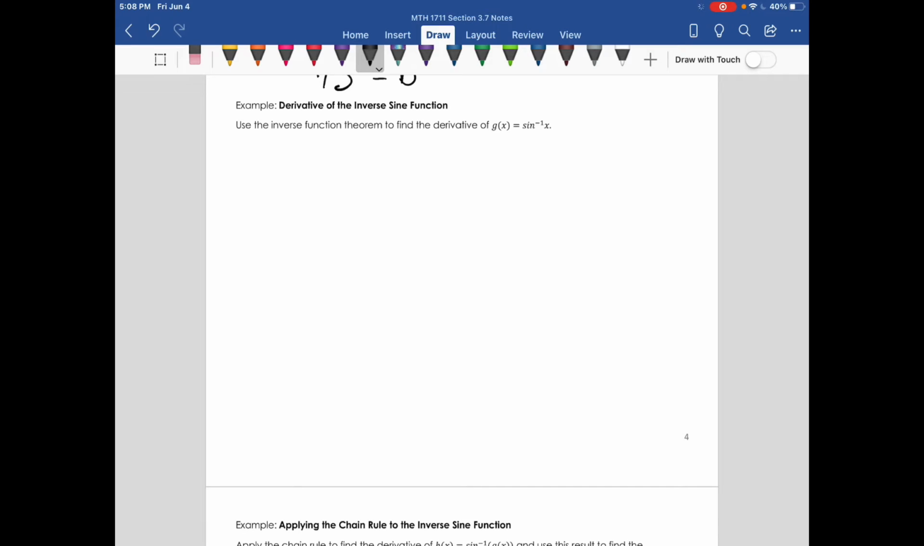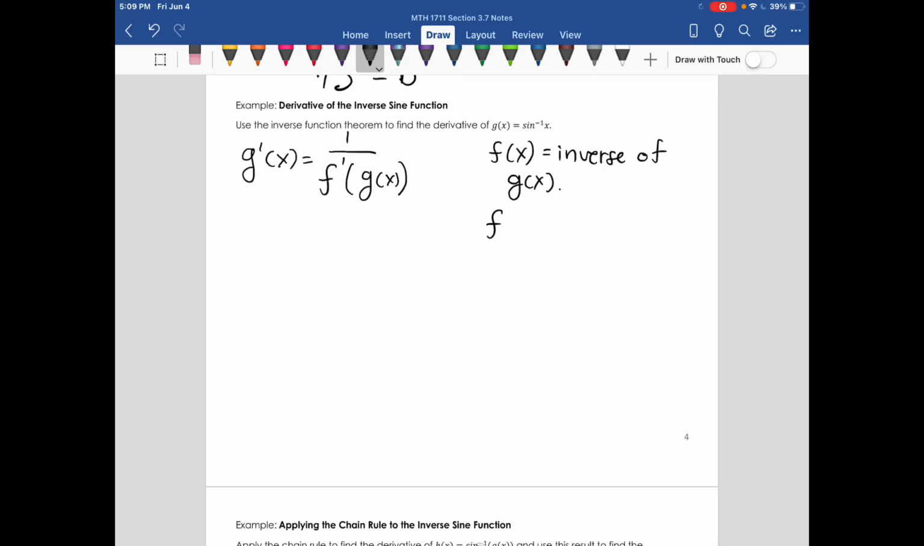Okay, so now we are going to actually derive the derivative of inverse sine x by using our inverse derivative theorem. So recall that if I want to find the derivative of g of x, I'm going to take the reciprocal of the derivative of the inverse and then evaluate it at g of x. So f of x is the inverse of g of x.